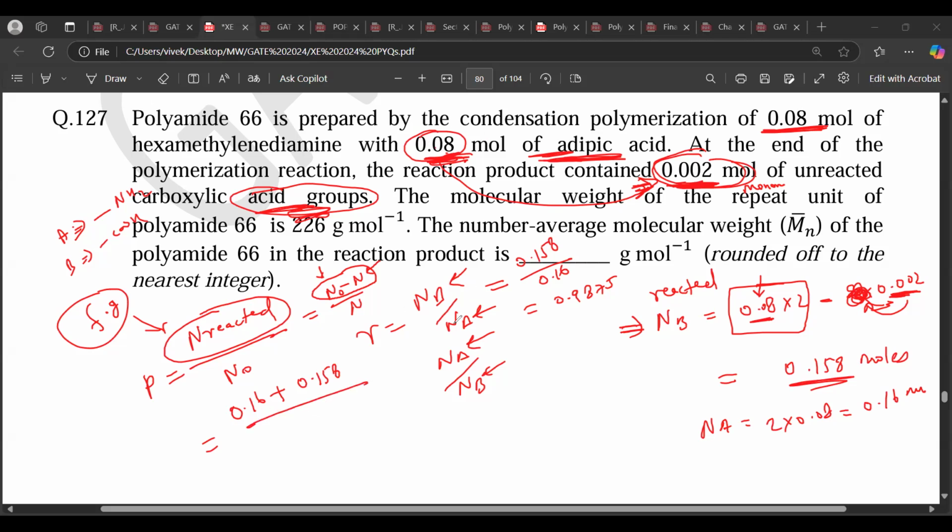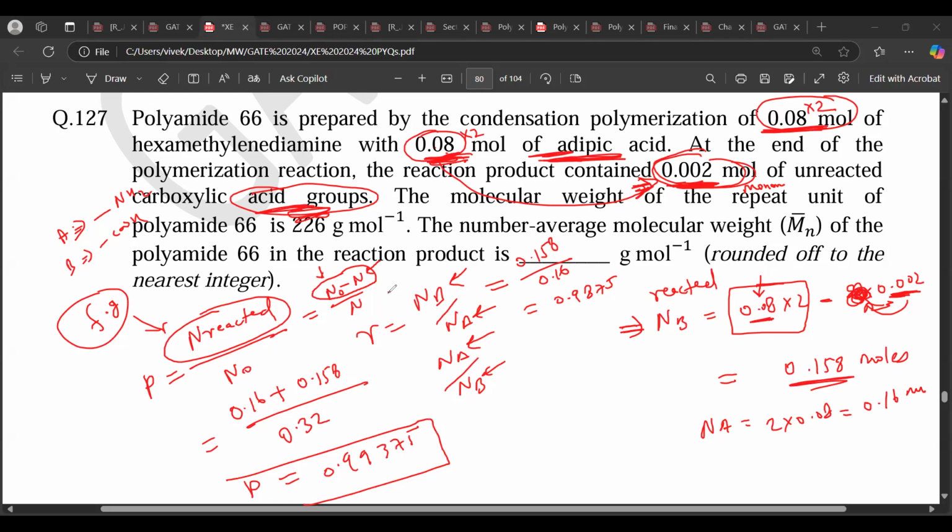What was the total? So 0.08 into 2 into 2, that is from the adipic acid, and 0.08 into 2 for HMDA, because we want functional groups, not the monomer. So 0.32 plus 0.16, that is 0.48. And if you see, you got 0.99375.